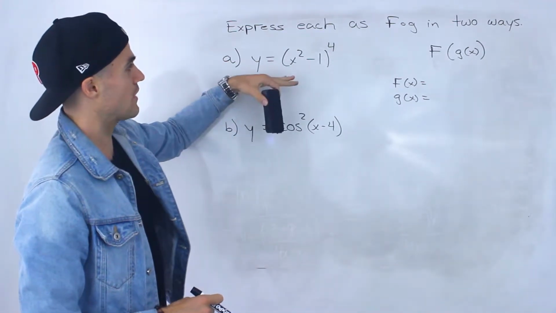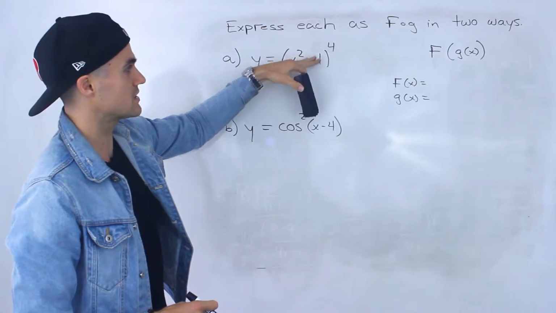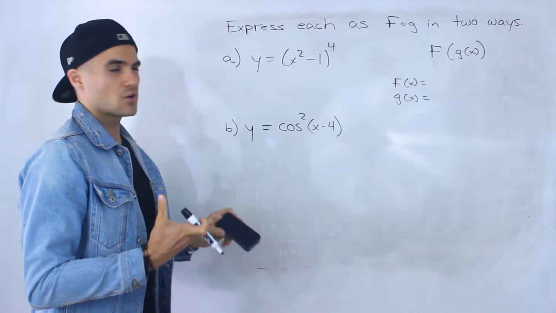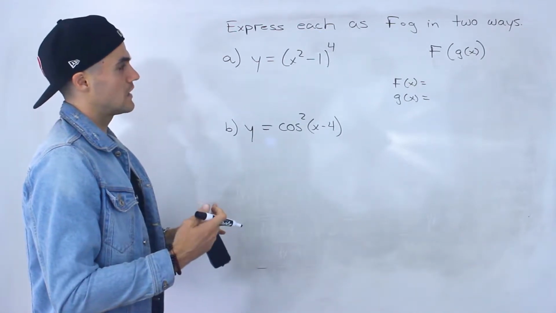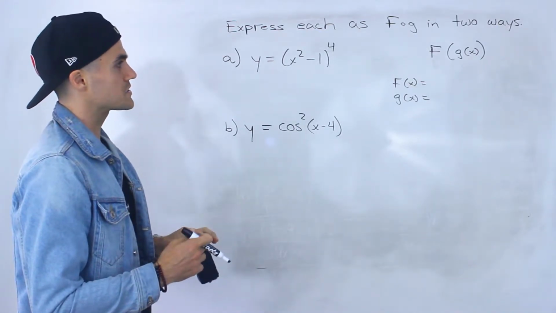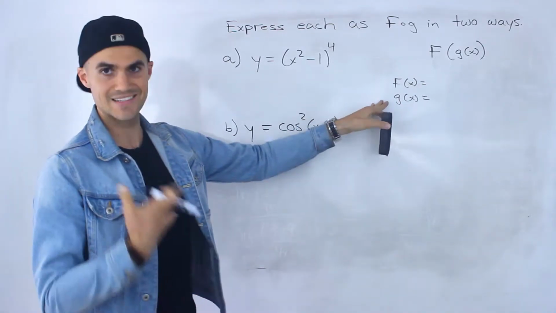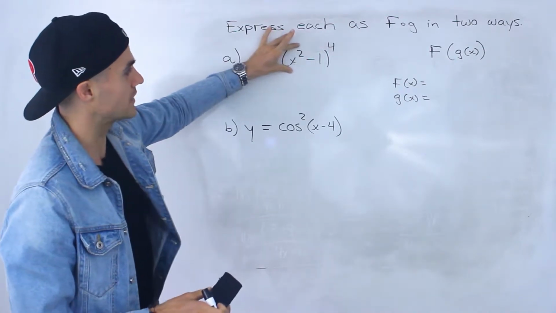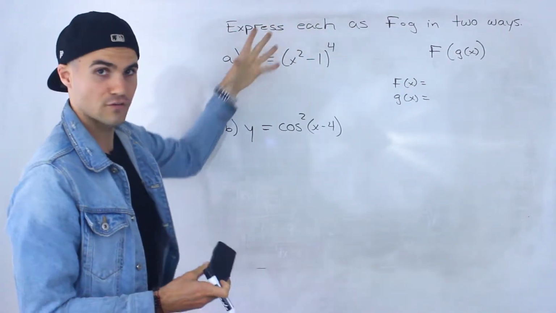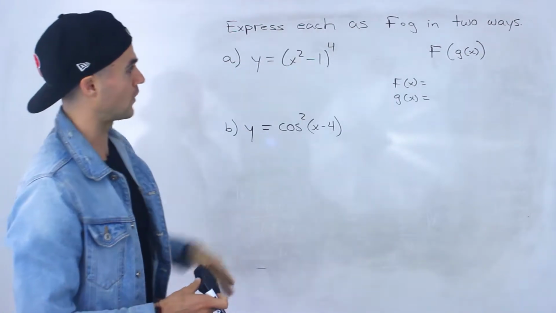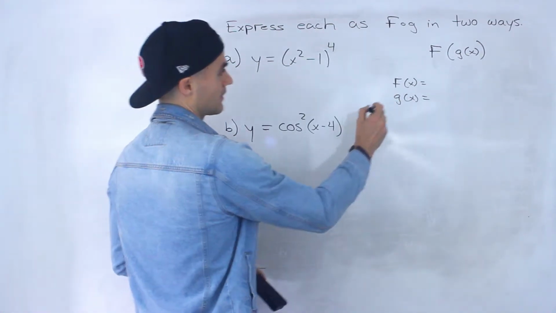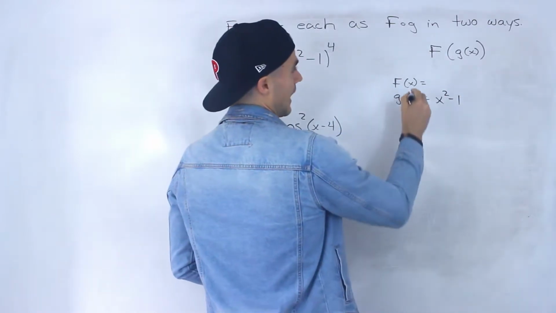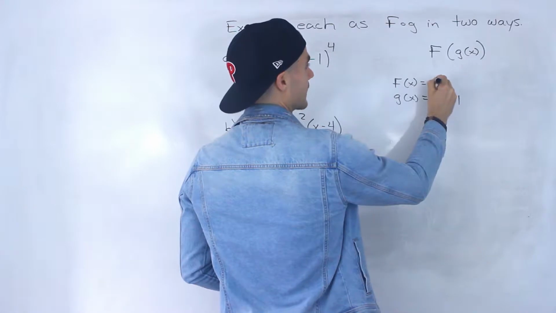So starting with x squared minus 1 to the power of 4, there are different ways to do this. There's no real way to explain it. You have to figure it out, kind of like a puzzle. You would start with g of x, at least that's what I start with, an inner function. Notice that we have this function, x squared minus 1, within another function, a function to the power of 4. So what we could say here is that g of x would be x squared minus 1, and then f of x would be x to the power of 4.